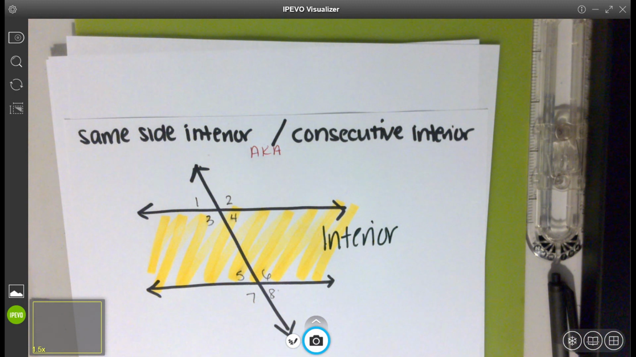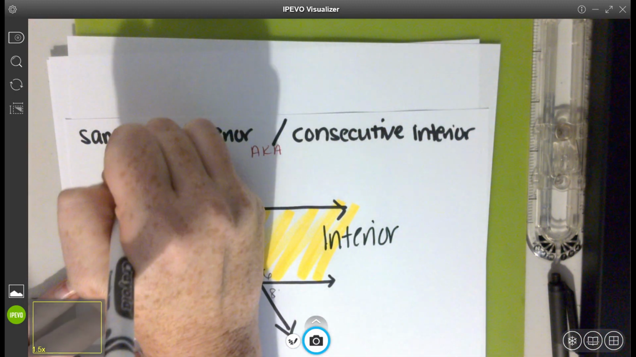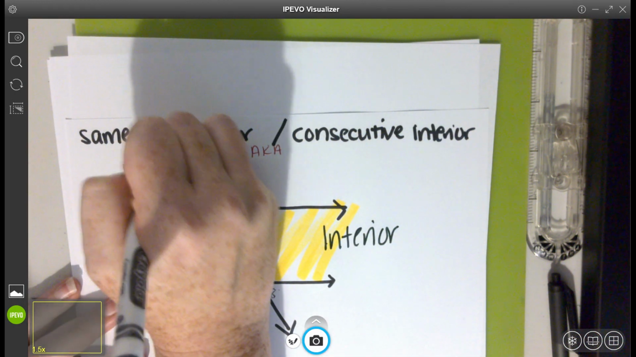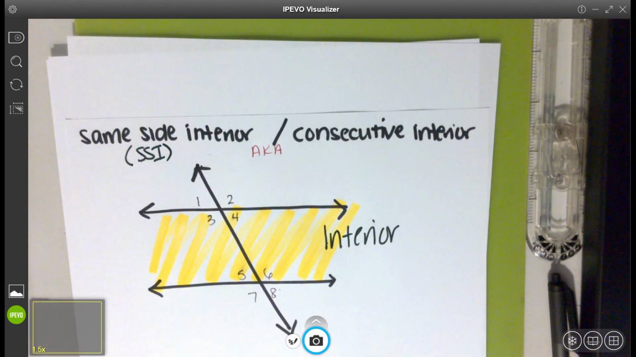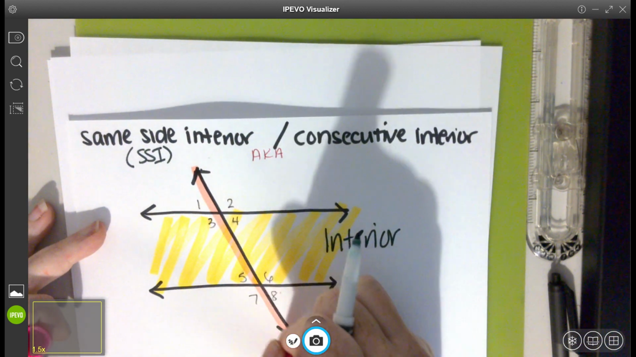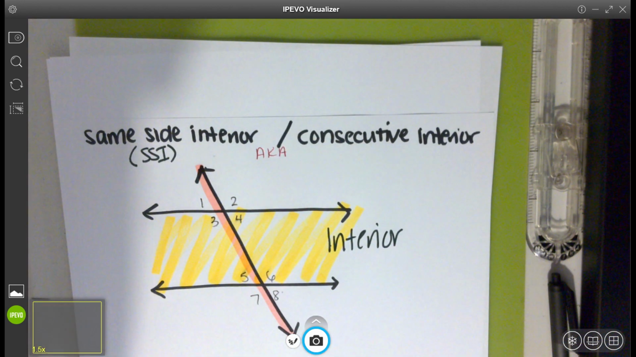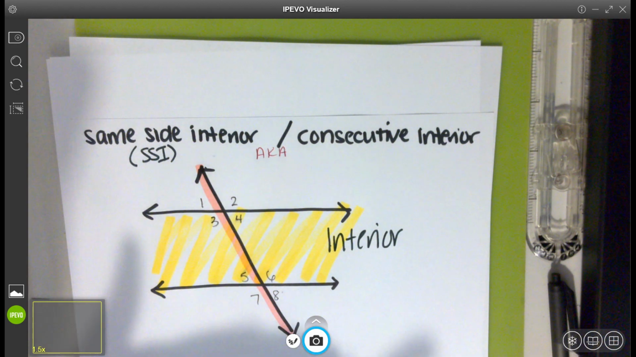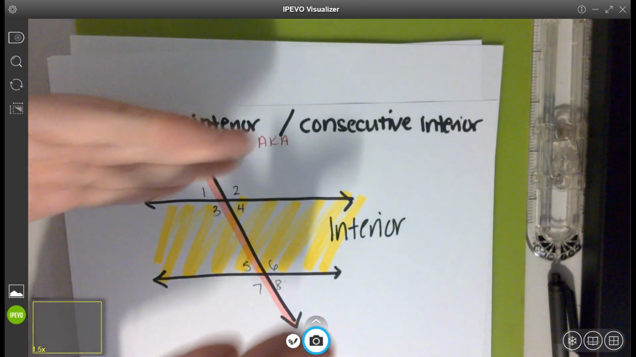So for same side interior, I actually like to abbreviate, and I like to call this SSI. So you could do the same. So same side. So I'm looking on the line. So again, we're looking at that transversal. And what two angles are on the same side in the interior? So that means I'm focusing right in here.